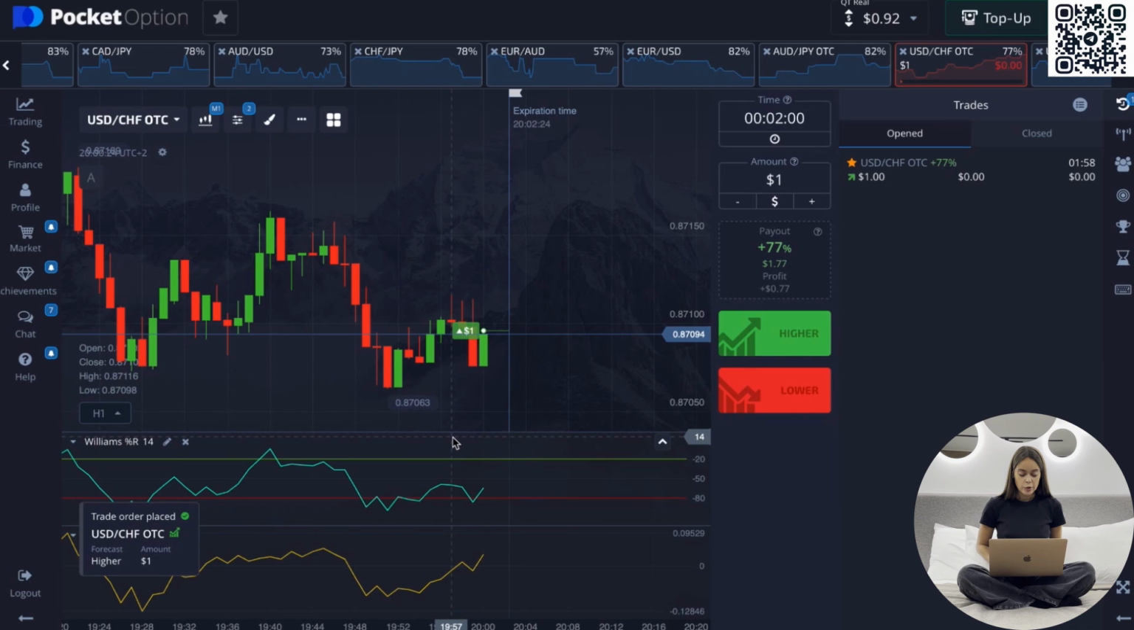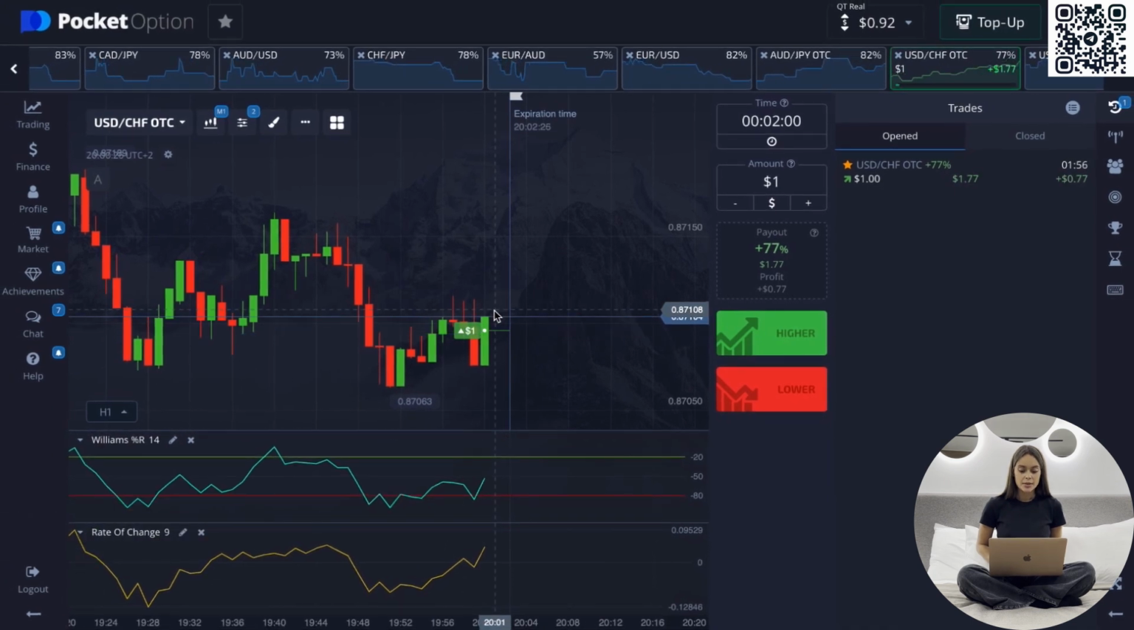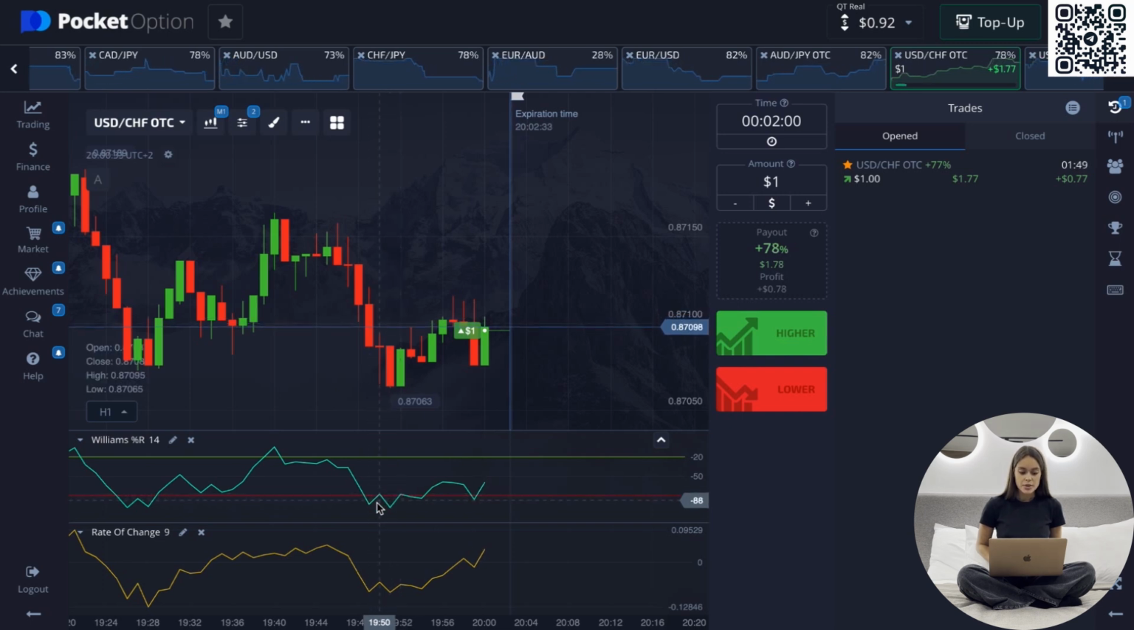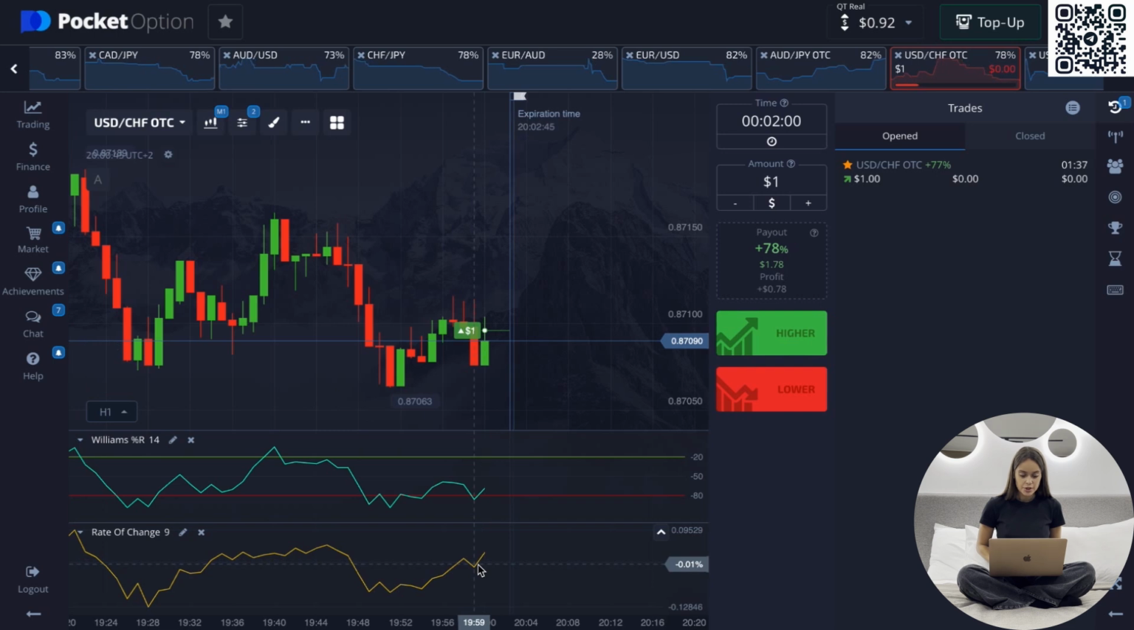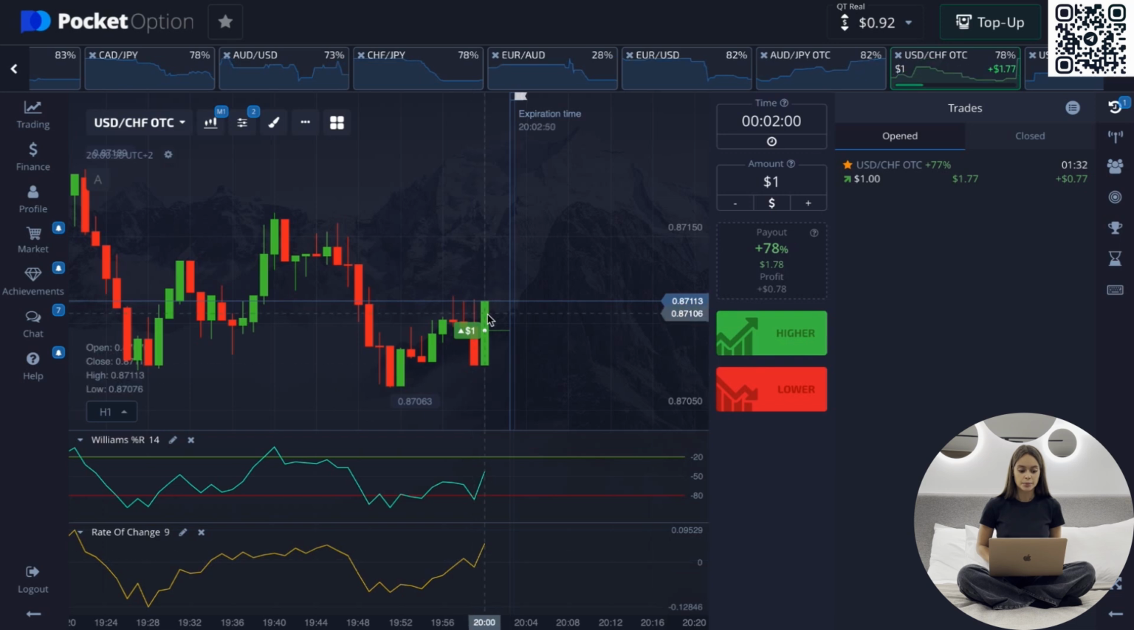So here I also opened a deal for a rise. Let's consider why I did it. As you can see, the line of the Williams Percent Range indicator was in the oversold zone, below the -80 level. At the same time, the Rate of Change indicator line was below -0.05%. After that, I saw the intersection of the Rate of Change indicator line with the central line at zero value. This is a buy signal. That's why I opened the rise deal here. Now we are waiting for the end of this transaction.